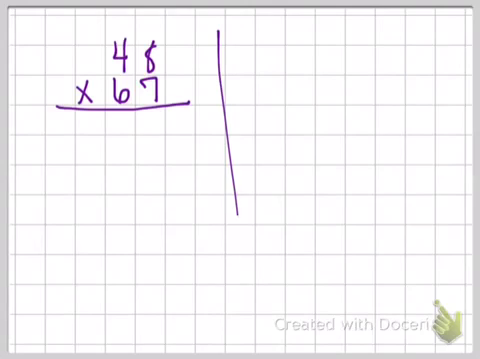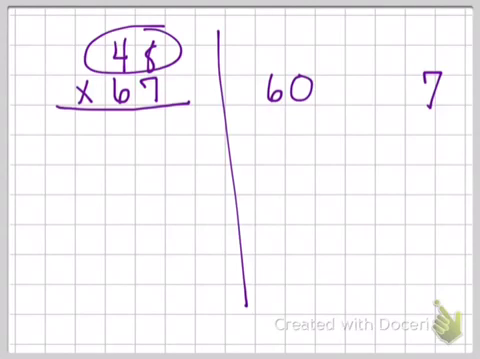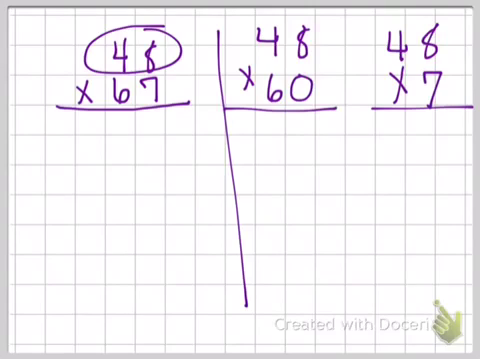So once again, we can break 67 into 60. It's the value in the tens place. And 7, that's the value of the ones place. And then the top number, 48, it just stays the same. 48 times 60 and 48 times 7. And then we just multiply very easily.